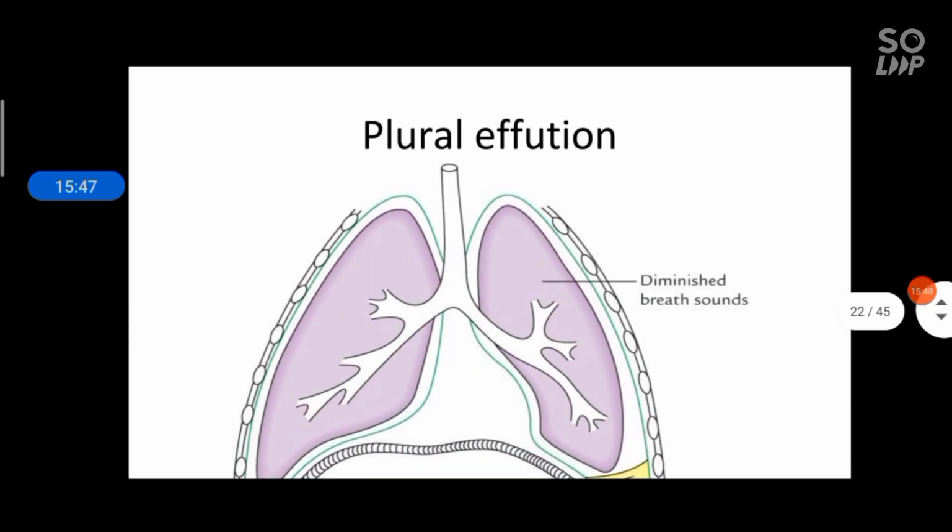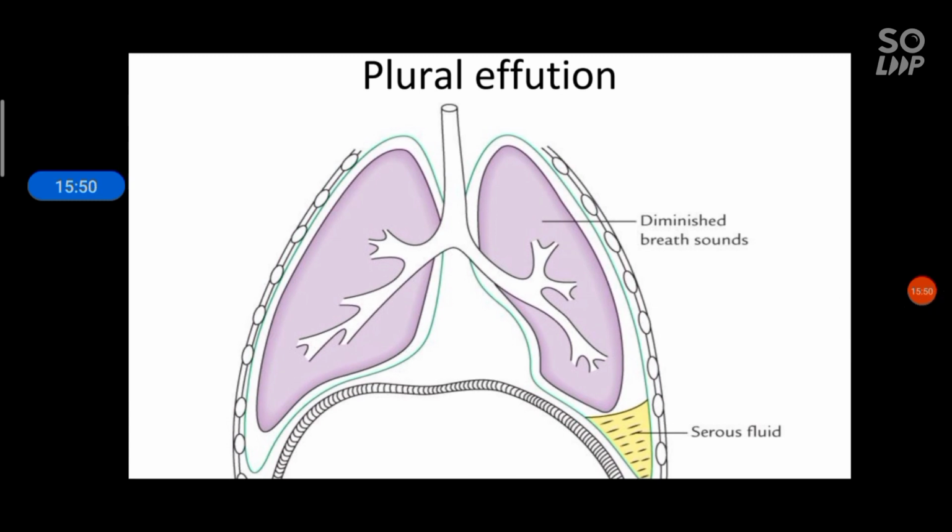You can see in this diagram, this is the pleural effusion. In pleural effusion, you can see the presence of fluid in the costodiaphragmatic angle. Normally, 5 to 10 ml of fluid is present, but in pleural effusion there is more accumulation of fluid in the pleural cavity, and it occurs due to inflammation of the pleura. Clinically, it can be detected by breath sound and dullness on percussion at the site of the effusion.